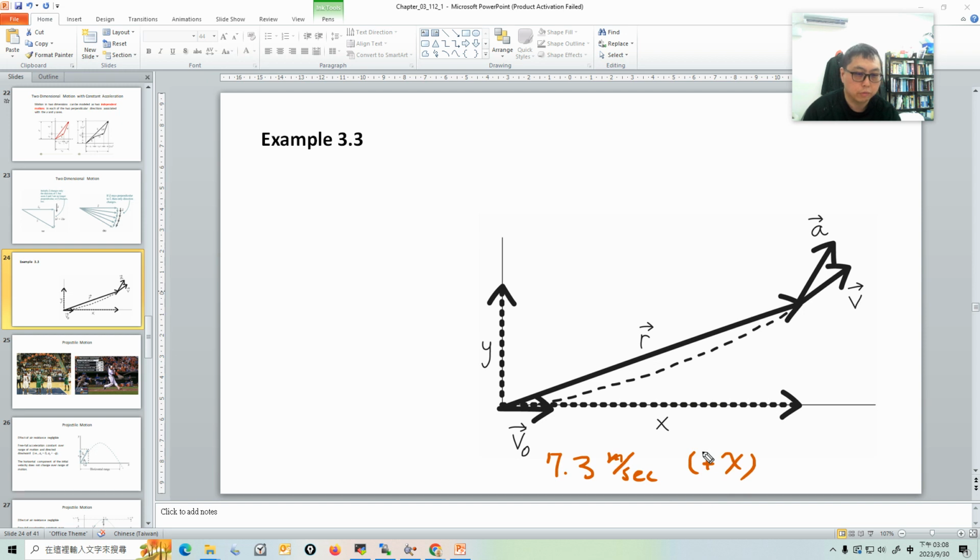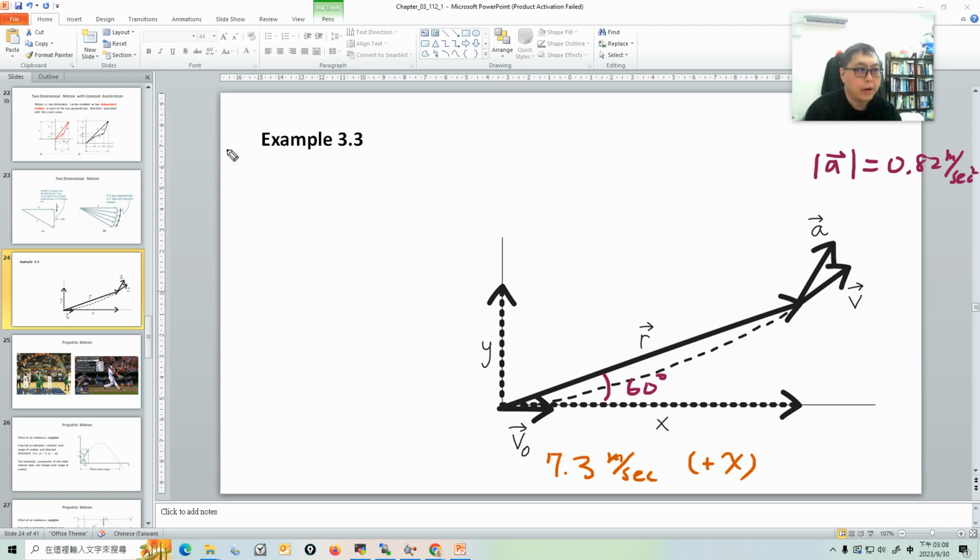Plus x direction, and then suddenly it feels an acceleration. The acceleration is 60 degrees with respect to the horizontal x axis, and the magnitude of the acceleration is 0.28 meters per second squared. Okay, that's the initial condition. Yeah, that's pretty much the setup of this problem.